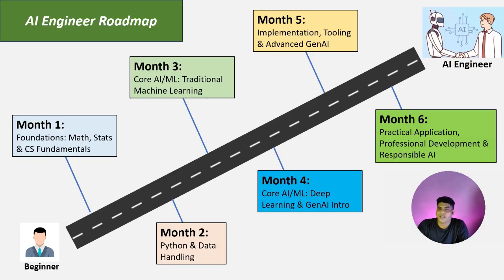And if you are already a working professional, many things you might already know, which will help you to reduce this timeline. So the timeline can be adjusted based on what are the things you already know, how much time you can spend, and how soon you want to start as an AI engineer.